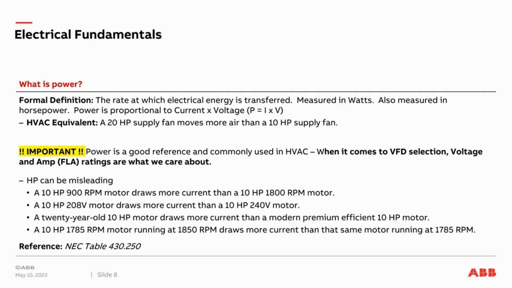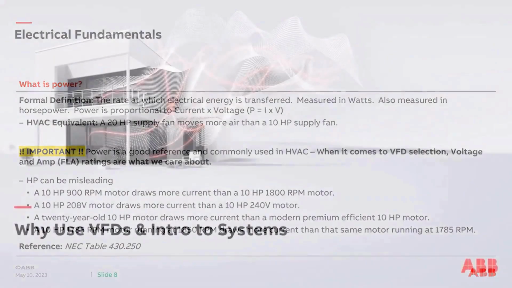So we can refer to NEC table 430.250 for references of horsepower to current. Remember though, that table is designed for standard motors. So if you have a low RPM motor or a high RPM motor, then you have to apply adders to it.